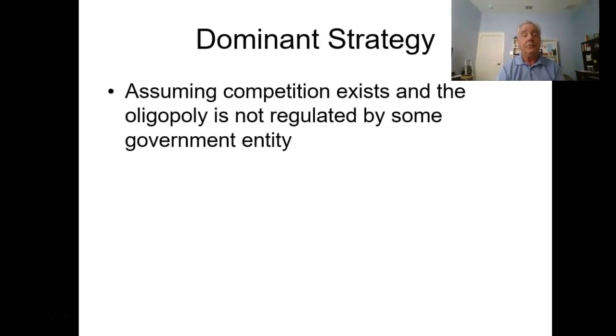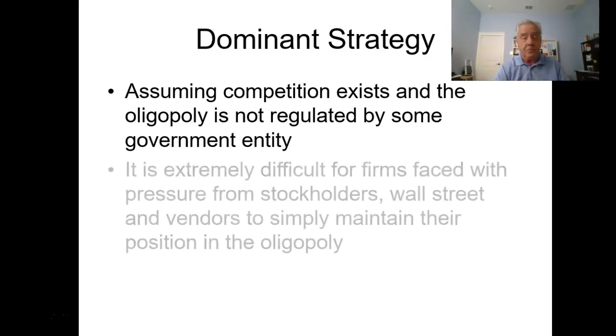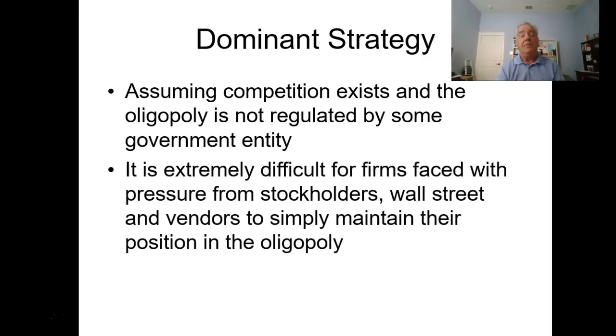Dominant strategy is another part of it. Assume competition exists in the oligopoly and is not regulated by some government entity. Let's make that assumption. It's extremely difficult for firms to exist in that environment because they face tremendous pressure from their shareholders who want the price of the stock to increase so they can make money. Wall Street isn't happy, and vendors are not happy. So what you have to do in an oligopolistic situation is make sure you keep pressure away from you, from the stockholders, from Wall Street, and from vendors. Okay, vendors want to sell more product, and if they're limited in selling their product because we have an oligopolistic situation, they're not going to be happy either.